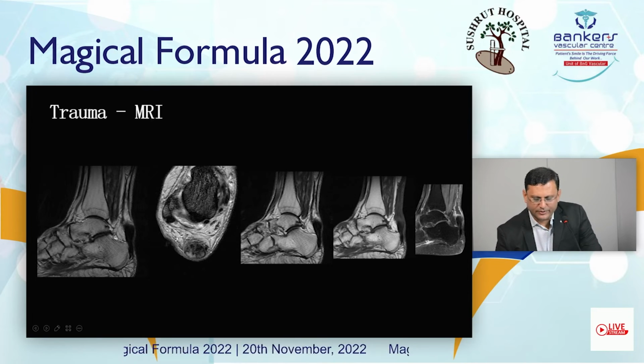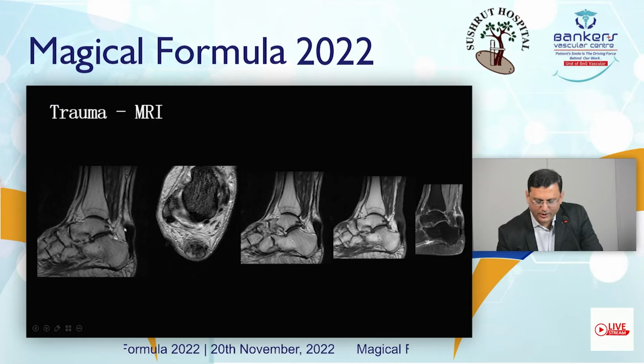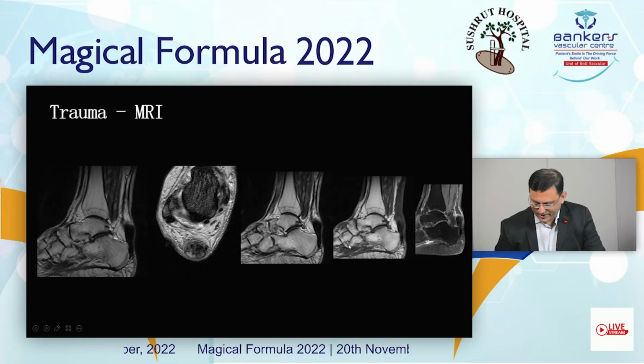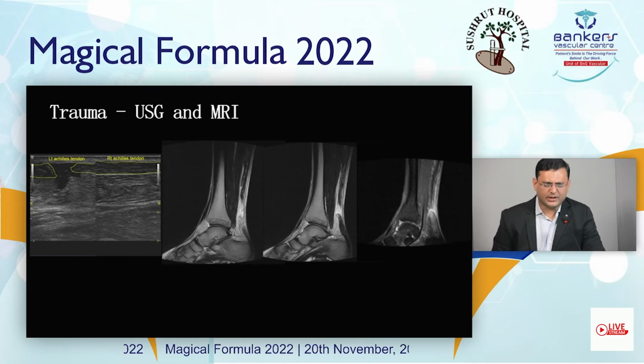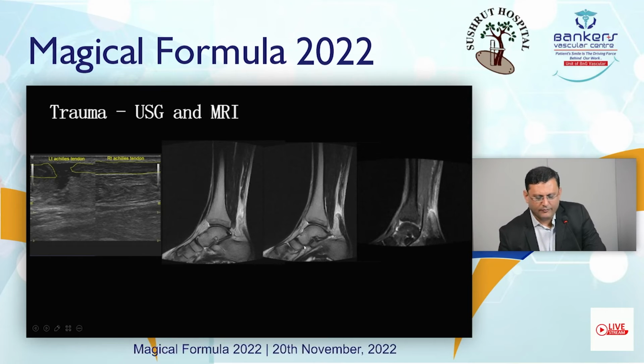MRI gives the same information. You can see the torn retracted ends of the tendon. We can measure the distance between the two ends and again decide about the further management. So it can be a large area of defect, there can be fluid collections at the site of defect, and all that information is very easy to get with the help of MR. So again, ultrasound and MR, both these correlate very well.